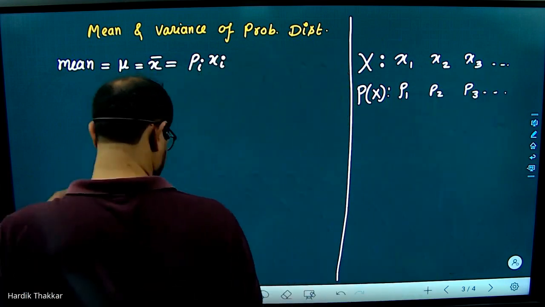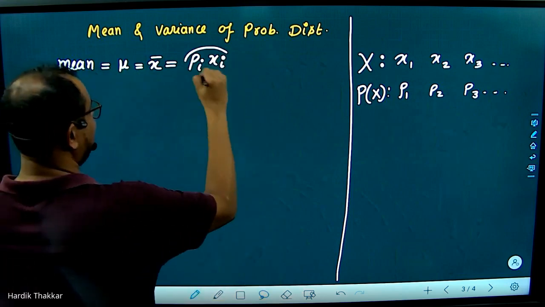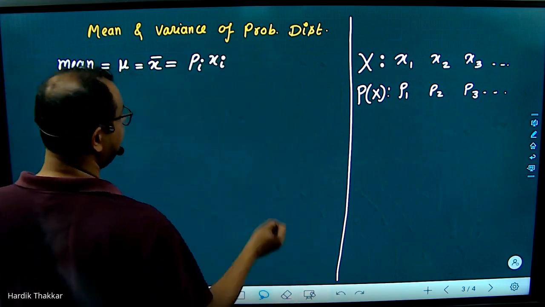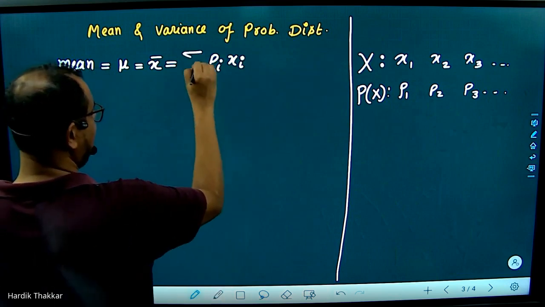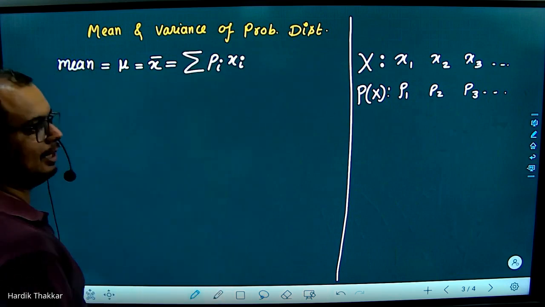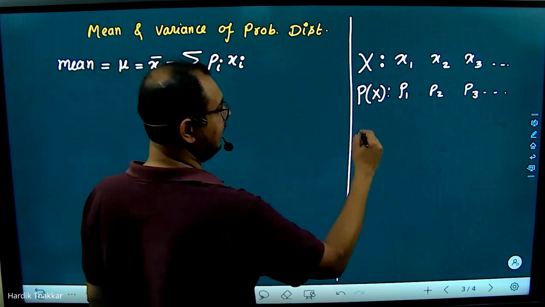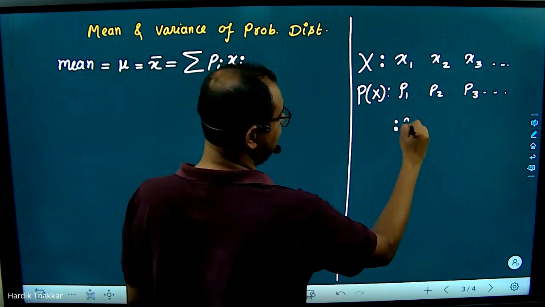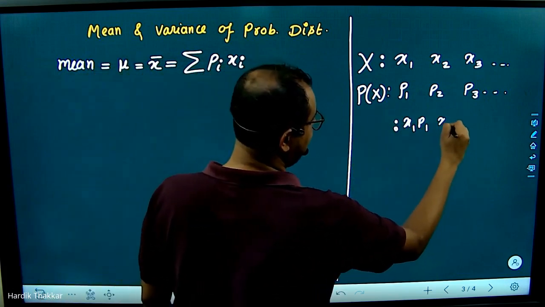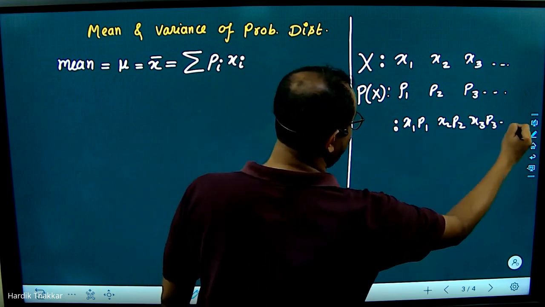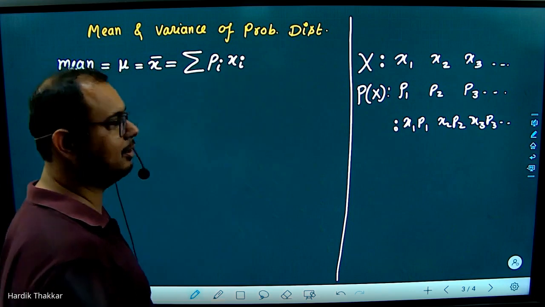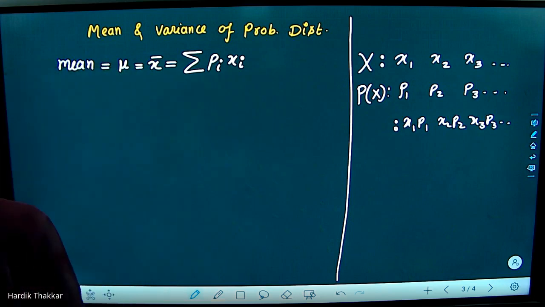So here the mean of this probability distribution can be calculated by using this formula, summation of pixi. First we have to make a table which will give us x1 p1, x2 p2, x3 p3 like this, and further we will add all these terms and we will get the mean of this random variable. Is it clear, Shavi? Yes, sir.